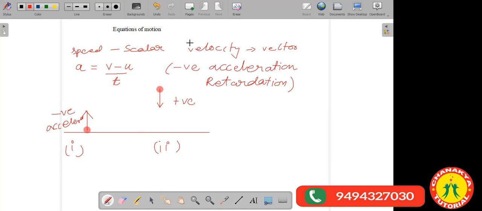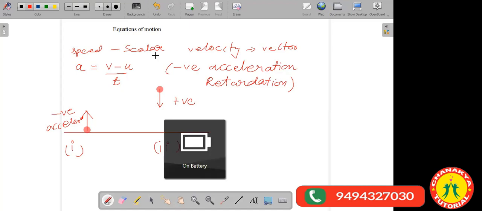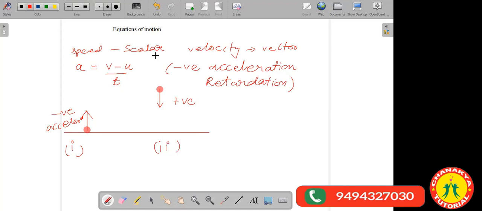Sir, I have a doubt. Can zero occur in acceleration? Yes, zero can occur in acceleration if there is no change in velocity. At that time, it will have zero acceleration. Can you give one example? Okay. Suppose you have your cycle moving with a constant speed, or an aeroplane moving with a constant speed.